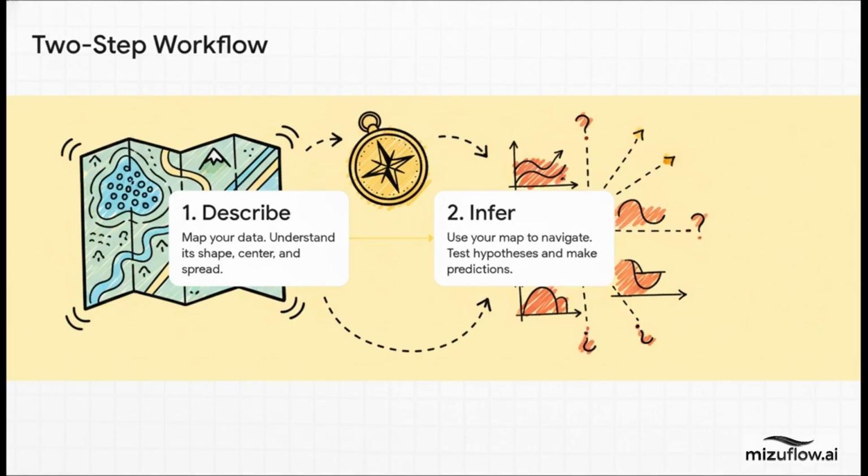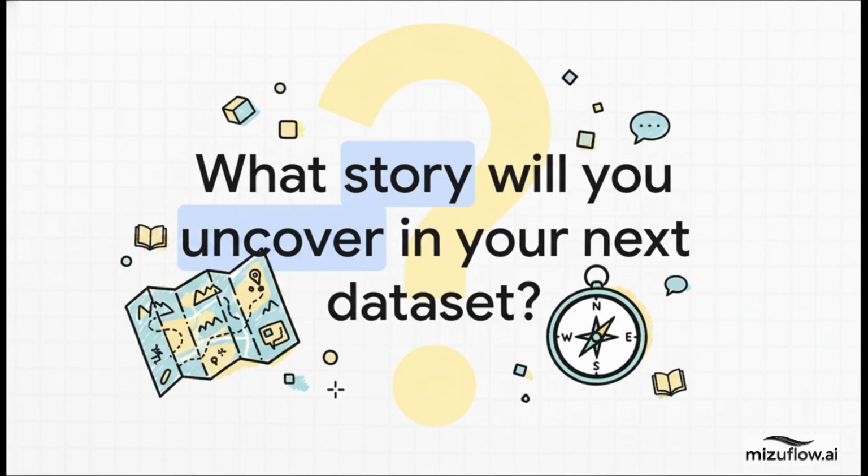Then, step 2, infer. Pull out that compass. Use the map you just made to navigate, to test your ideas, and to make predictions about the world outside your dataset. Map, then navigate. It's a powerful workflow that will never, ever steer you wrong. So there you have it. You now have the tools to go way beyond just a wall of numbers. You have a map to describe the what, and you've got a compass to start predicting the why. So the only question left is, what story are you going to uncover next?